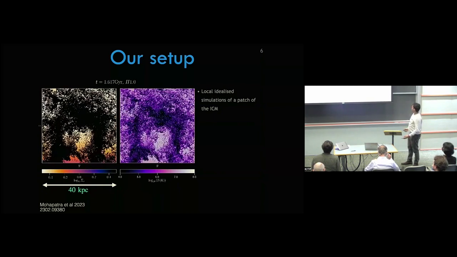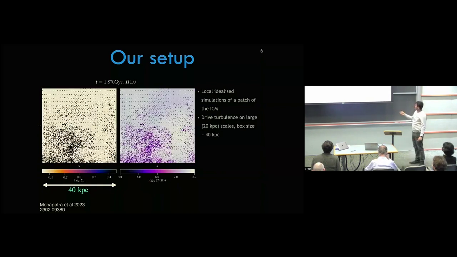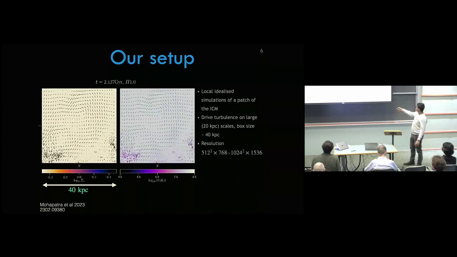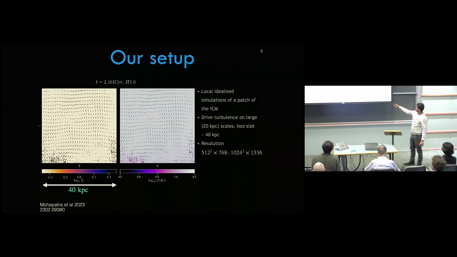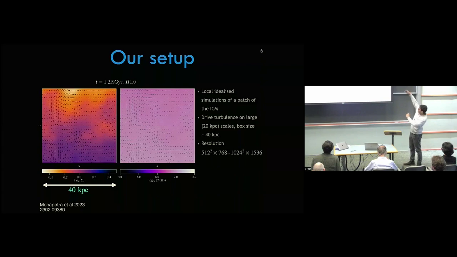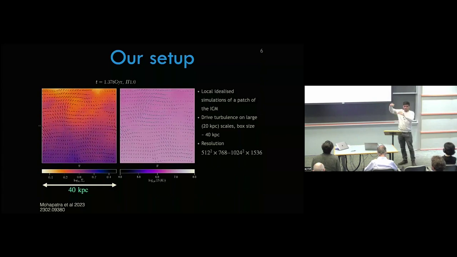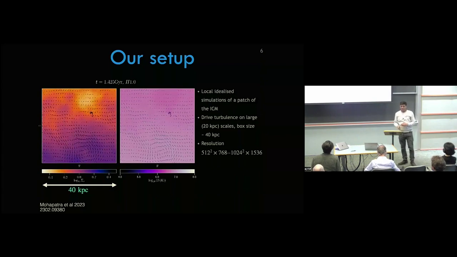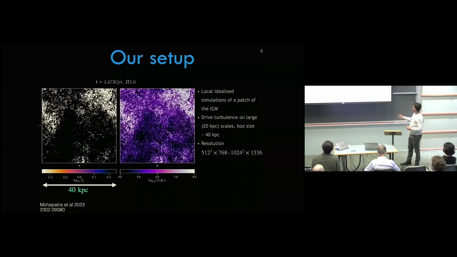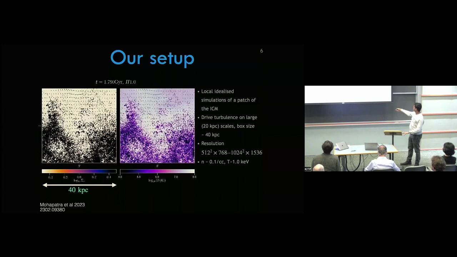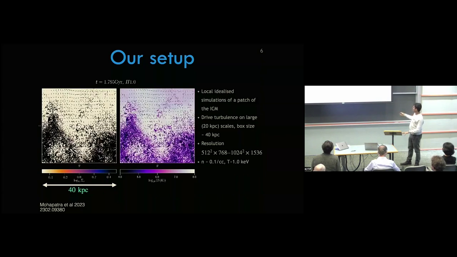So we drive turbulence on 20 kiloparsec scales. We have done both compressive, solenoidal, and mixed, all different drivings. These are the resolutions. This particular simulation I'm showing is 1024 squared times 1536. We have some buffer regions, which I'm not showing, to take care of boundary conditions along the z direction. If you're trying a hydrostatic box, the boundary conditions can be a bit tricky along the z direction. Right. So this is the starting temperature and density, and we have periodic boundary conditions along x and y.